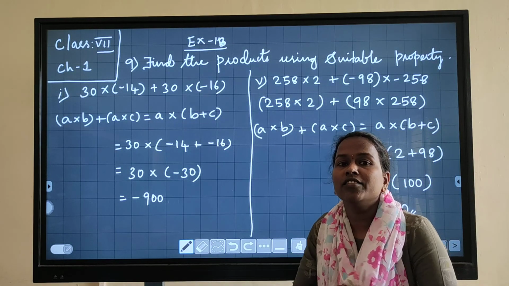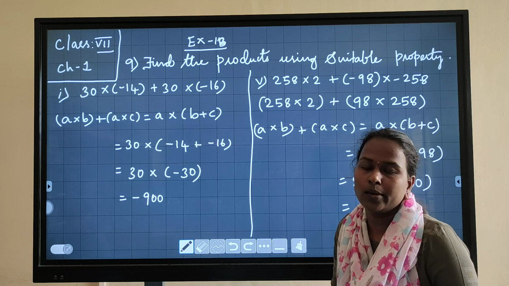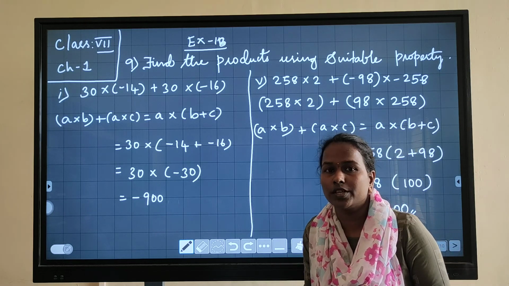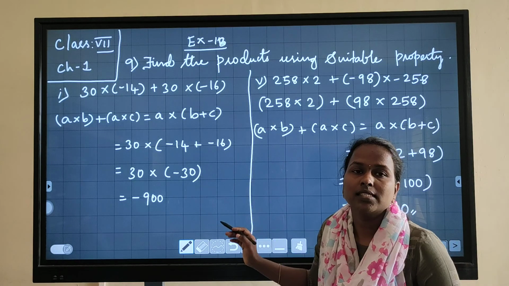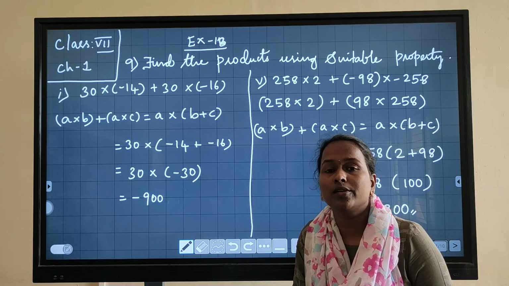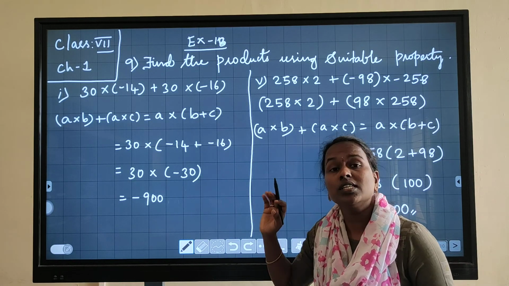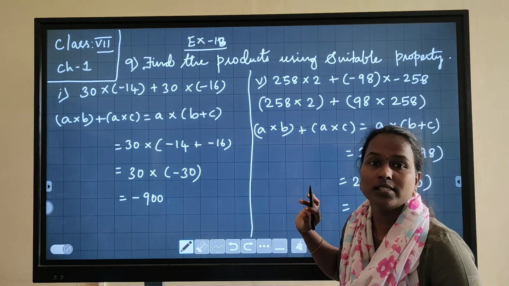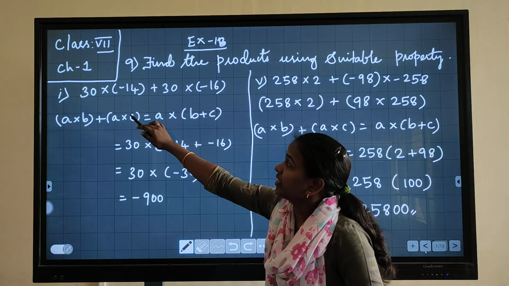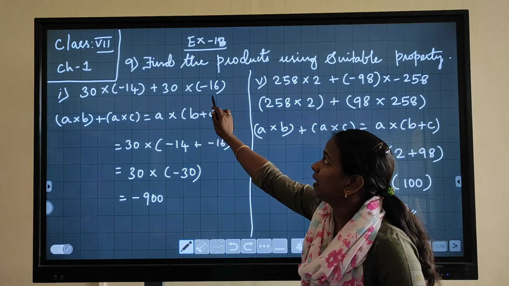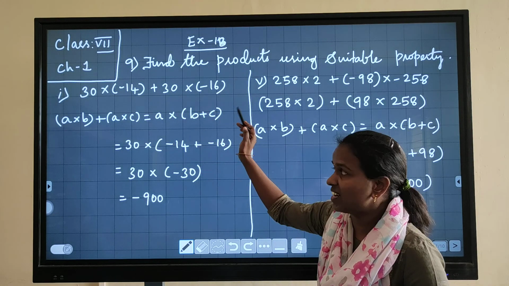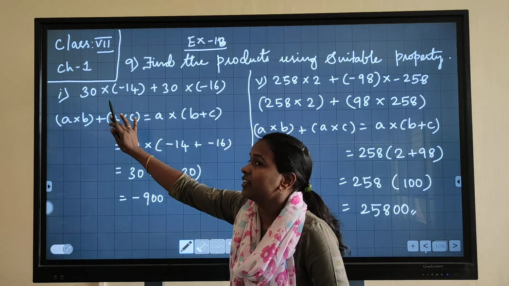In that second video, I posted that there are certain properties: closure property, associative property, commutative property, distributive property. But in this ninth part, all the questions are similar to distributive property. So using that property, we are going to solve the sums. So see the first question: 30 multiplied by minus 14 plus 30 multiplied by minus 16 is given. This is the first sum. This looks like distributive property.